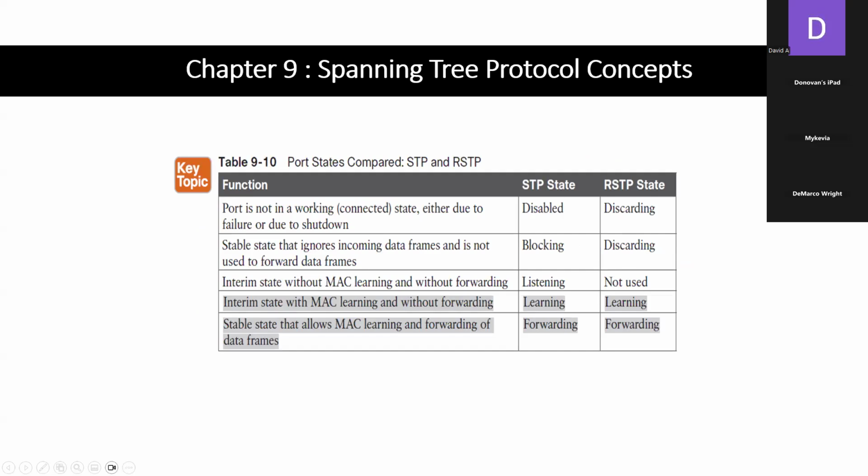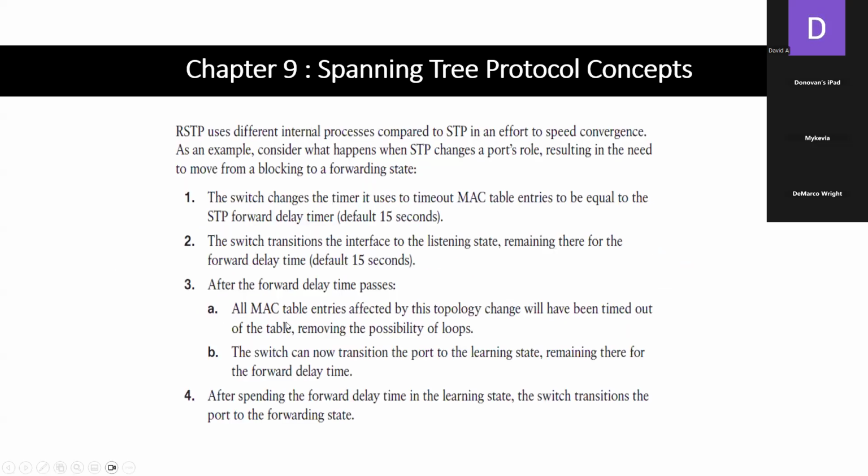Of course, we have this table that discusses the different port states between spanning tree and rapid spanning tree. I'll let you go over that in your own time. Now, rapid spanning tree is an improvement on the IEEE standard for spanning tree, and all the improvements were related to improving the speed of convergence.